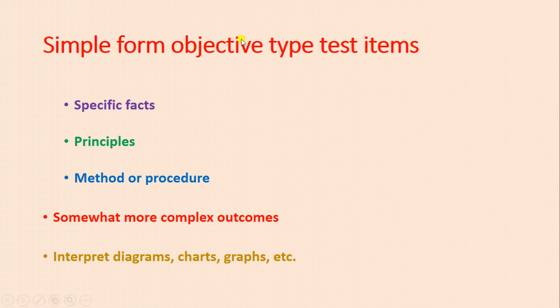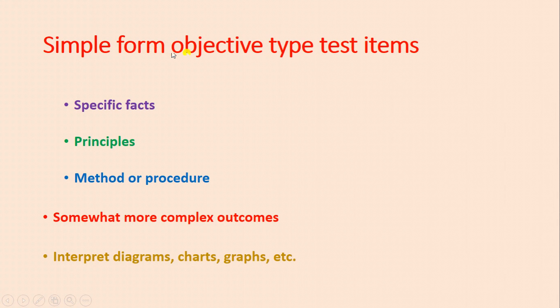My dear students, in the same way, in simple form objective type test, we can test specific facts, exact information, precise data, and specific facts. There are different facts, and only specific facts we can test through simple form objective type test.